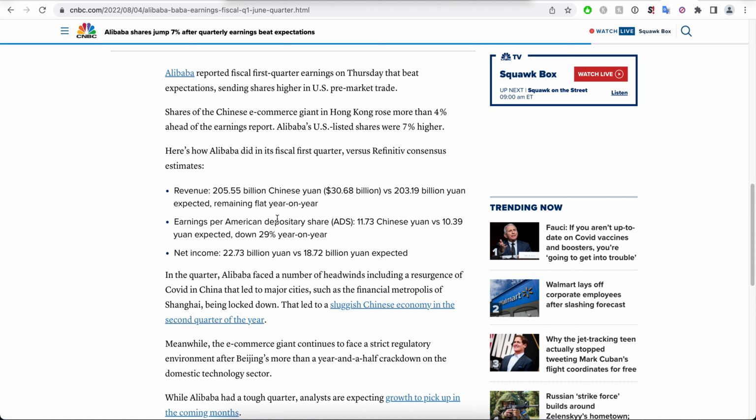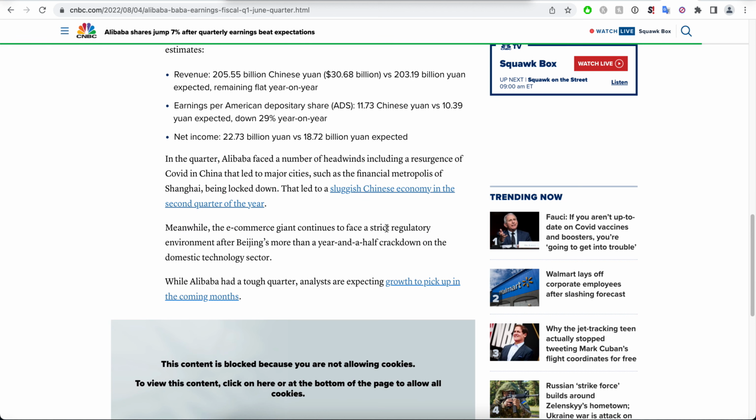And earnings per American depository share, again, it's earnings here, but down 29%. It's more than expected, actually, but down 29% year on year. We expected that, but it's still better than what we expected. And this is why we're getting a positive reaction. And net income is significantly better than expected, it looks like, 22.7 billion won versus 18.7 billion won. That's a pretty significant bit here.